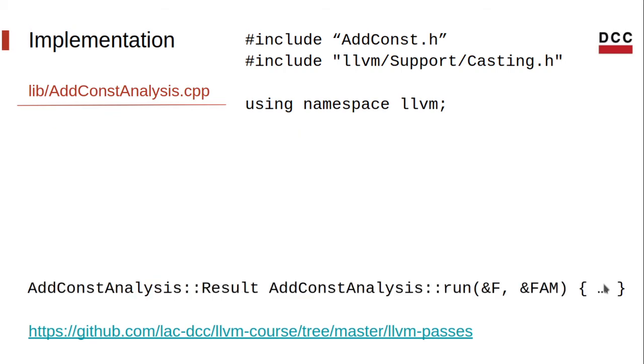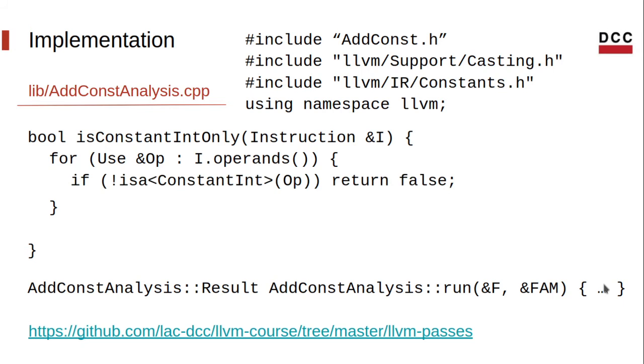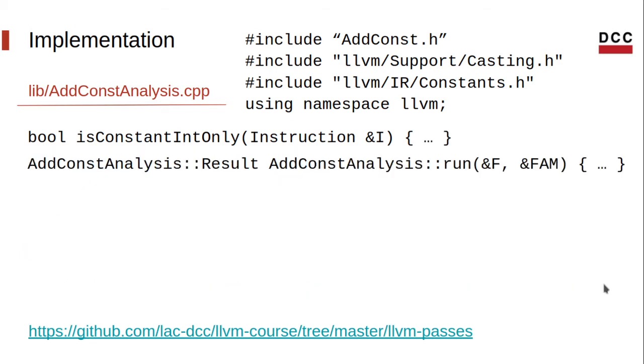Okay, now we need to implement that isConstantIntOnly function. It's quite simple. It takes an instruction I, then loops through the operands of I and checks if they are of the type constant int. If all of them are constants, we return true, else we return false. The only thing left is to implement our printer, so we can check the result of our analysis on some example.